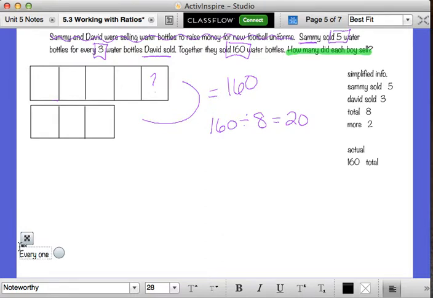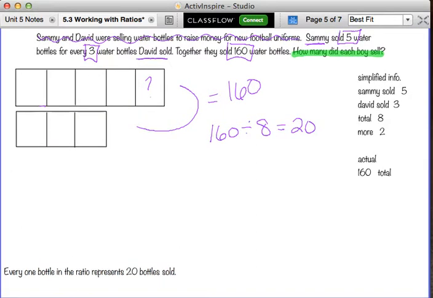So every 1 bottle in the ratio represents 20 bottles sold. And now I can say, okay, well, if each of these represents 20, I can just do 20 times 5, which is 100. And I can do 20 times 3, which is 60. And since this is Sammy and this is David, I know that Sammy sold 100 and David sold 60.